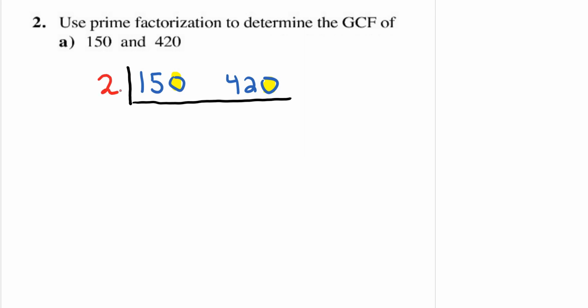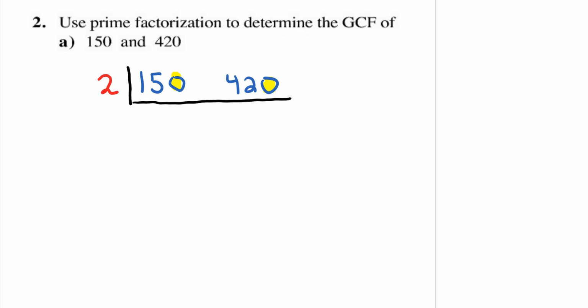So question number 2, use prime factorization to determine the GCF of 150 and 420. So this is basically the exact same question from question 1. We're just having bigger numbers here. And we can use our little ladder method here. All right, since these are both even numbers, let's think of a number that divides into 150 and 420. So I will start with the smallest even number, which is 2.